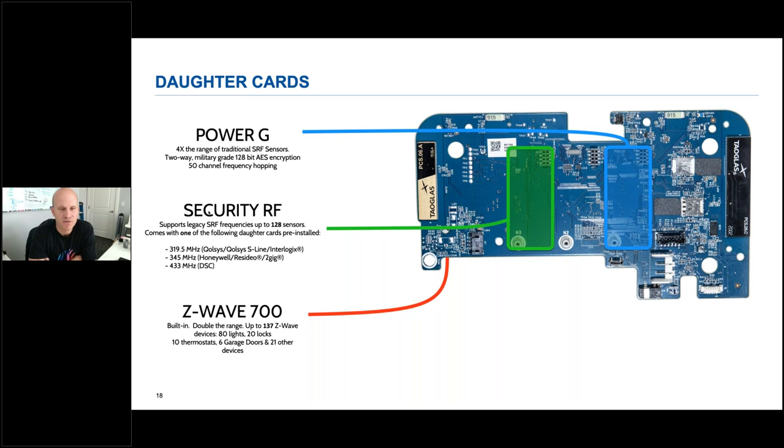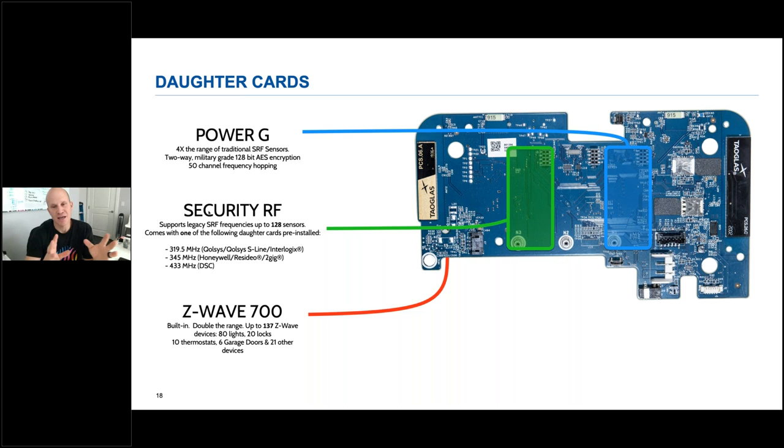And they break down into the following categories: 80 lights, 20 locks, 10 thermostats, 6 garage door openers, and what we say is 21 other devices. And another device would be anything that's not a light, lock, thermostat, or garage door. So it could be a Z-Wave water valve, it could be a Z-Wave siren, or a dedicated Z-Wave repeater, as an example, to name a few.